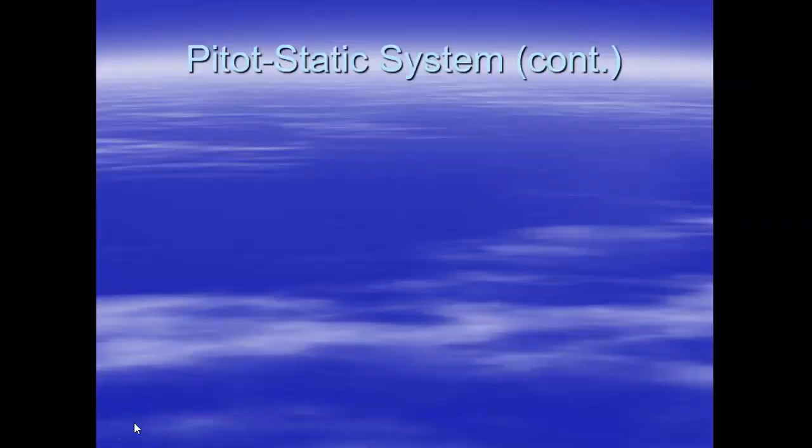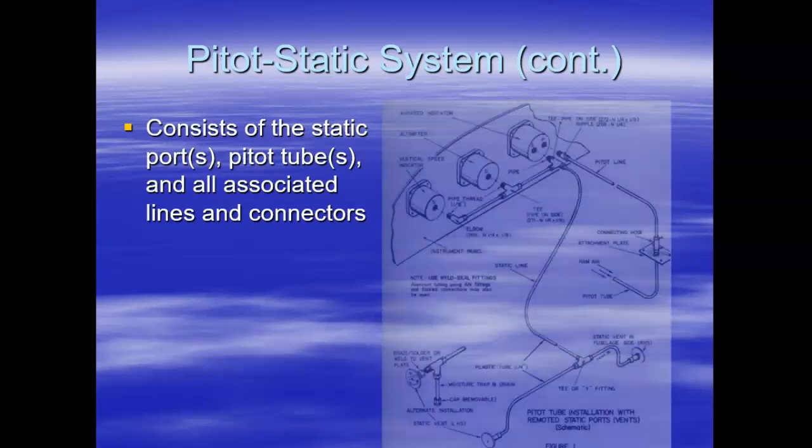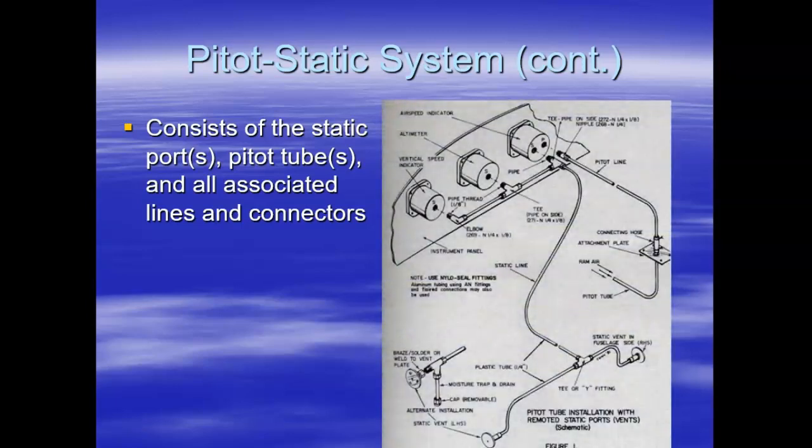The pitot-static system in the aircraft consists of the static port or static ports, the pitot tube or tubes, and all of the associated lines and connectors running from the static ports and the pitot tube to the pitot-static instruments in the aircraft.